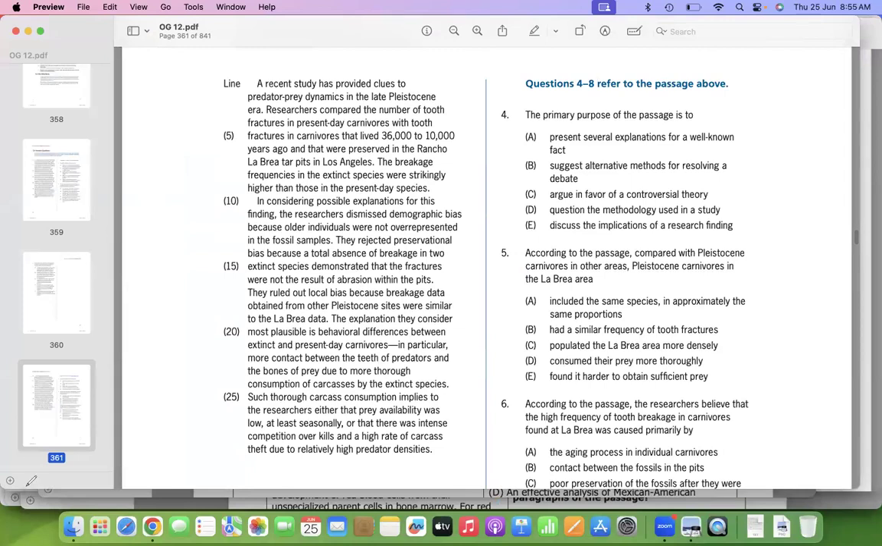So here, what I like about this passage, a recent study has provided clues in considering possible explanations for this finding. Then, the explanation they consider most plausible. Such thorough carcass consumption implies to the researchers. These are your keywords. Now tell me what should be the answer for question 4.